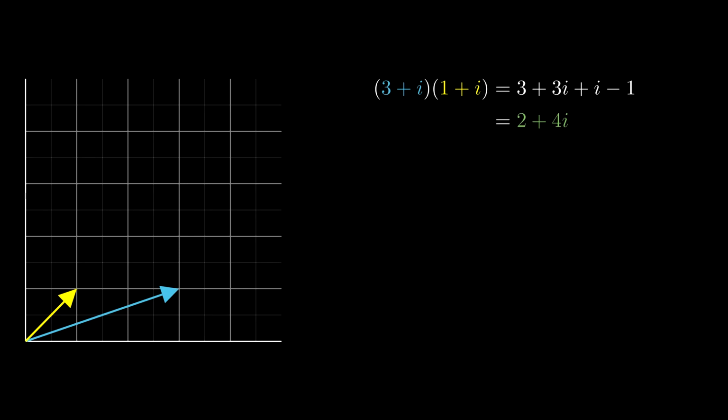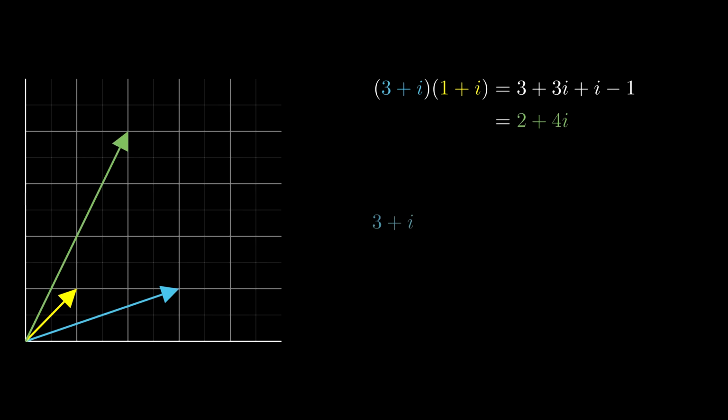Okay? Alright, so how would we draw this answer? Well, 2 means move 2 to the right, so there it is in green. Then 4i means go 4 steps up, so we shoot up to there. Okay? And let's finally finish by confirming that this all actually works the way we expect it to by comparing with the whole stretch and rotate story.